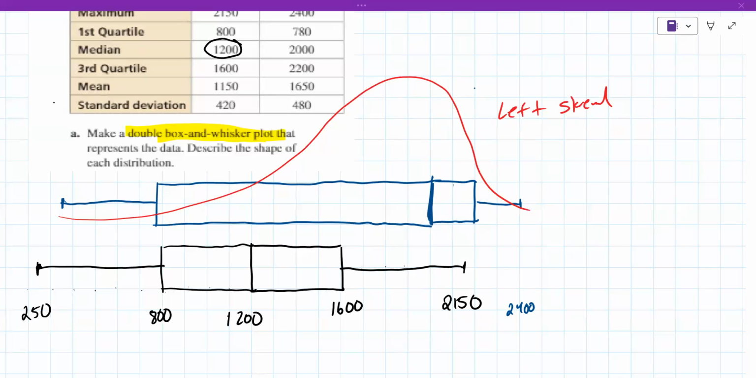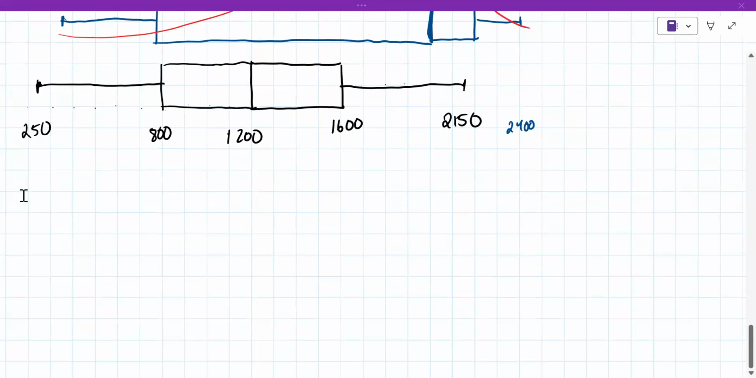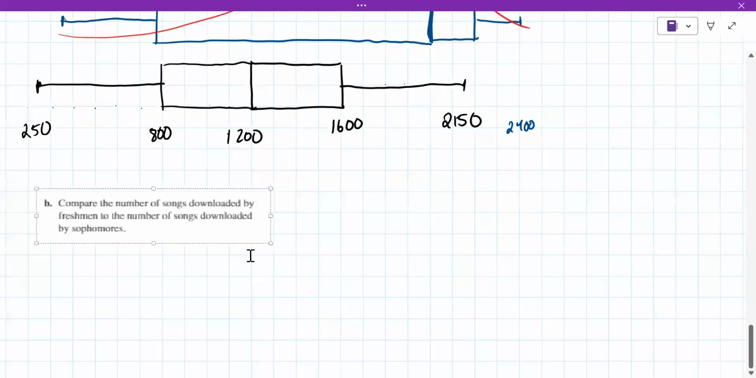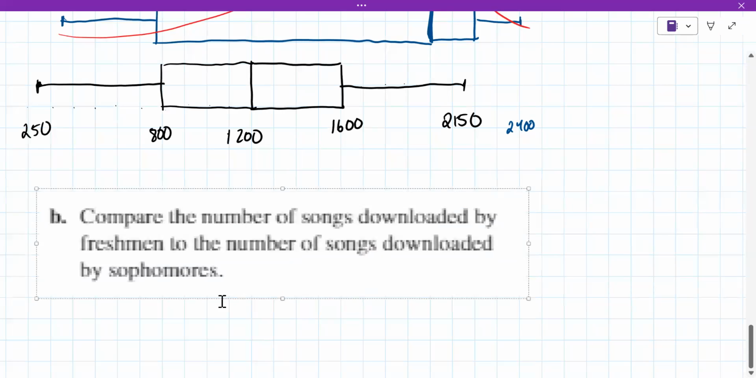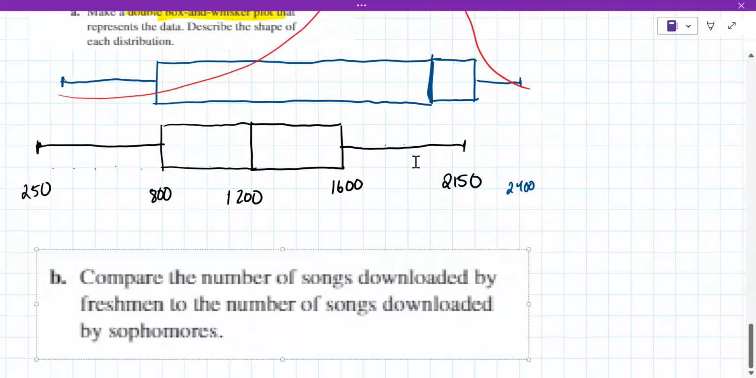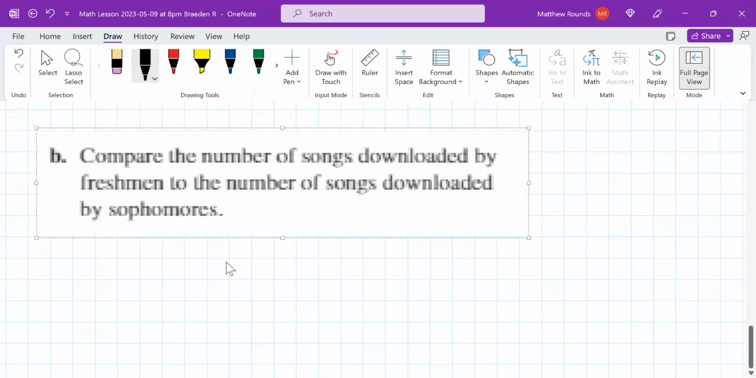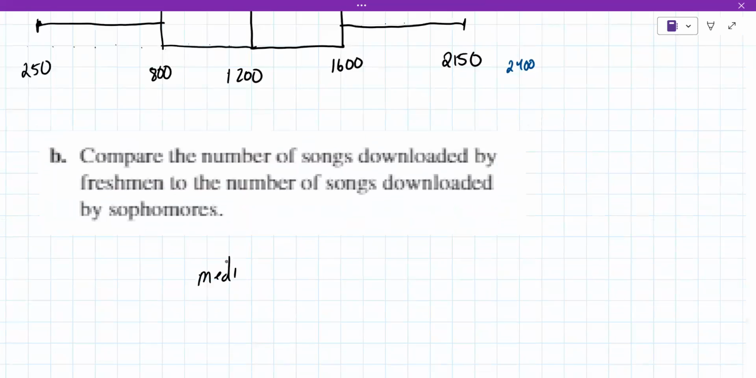What else does it ask here? Or is that everything? Okay. All right, part B. Part B says to compare the number of songs downloaded by freshmen to the number of songs downloaded by sophomores. So we're basically looking at the medians. What can you say about the medians of each group?